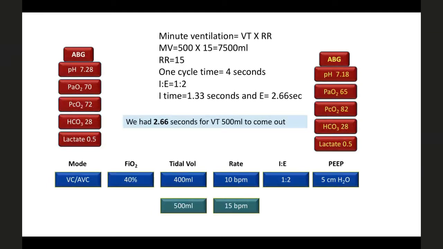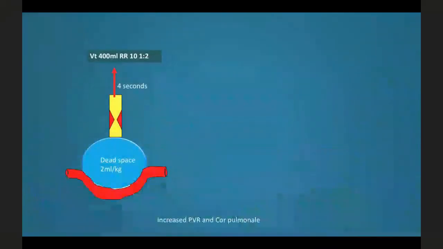Initially, we were giving 4 seconds for 400 ml to come out, but now with the increased minute ventilation, in the second set of settings, we are giving much less time for a higher volume to come out. That is why CO2 increases. So this is what happens.